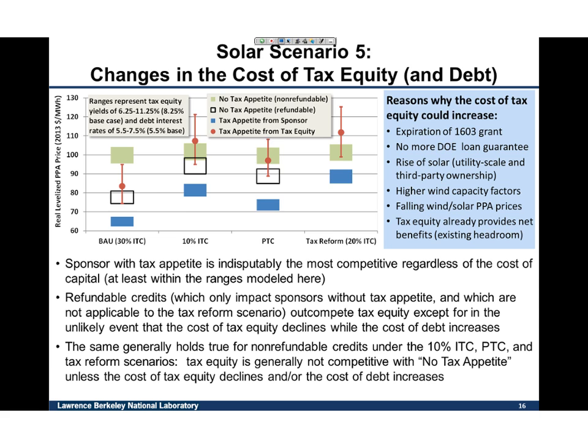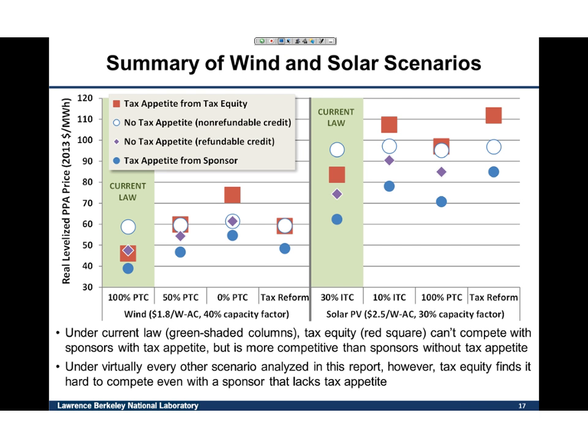Okay, to begin wrapping this up, this graph summarizes most of the wind and solar scenarios that we've just looked at individually. And there are two basic takeaways from this graph. The first is that under current law, tax equity can't compete with a sponsor with tax appetite, but is able to outcompete a sponsor without tax appetite. So that's the status quo that we all know exists today. The second important takeaway, though, is that under virtually every other scenario analyzed in this report, tax equity finds it hard to compete even with a sponsor without tax appetite.